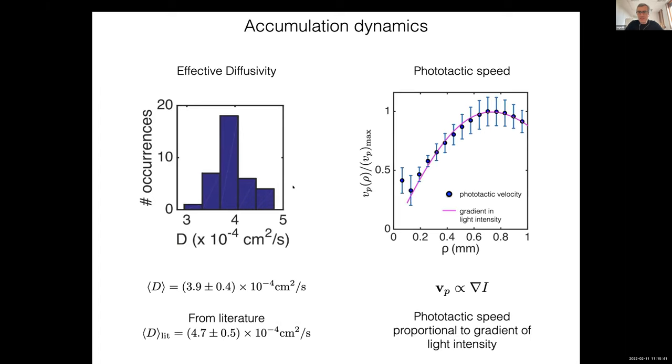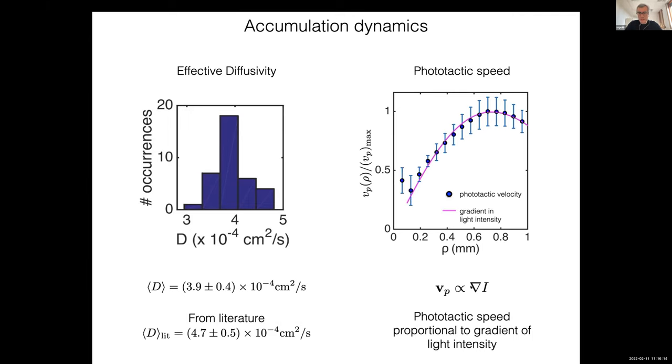And then on the other side, from the accumulation side of the curve, we can measure the phototactic speed of the population as a function of rho, so as a function of distance from the optical fiber, and therefore as a function of the local profile in light intensity. In these experiments, we found that the phototactic response of the cells was proportional to the local gradient in light intensity, which was a little bit of a surprise to us.